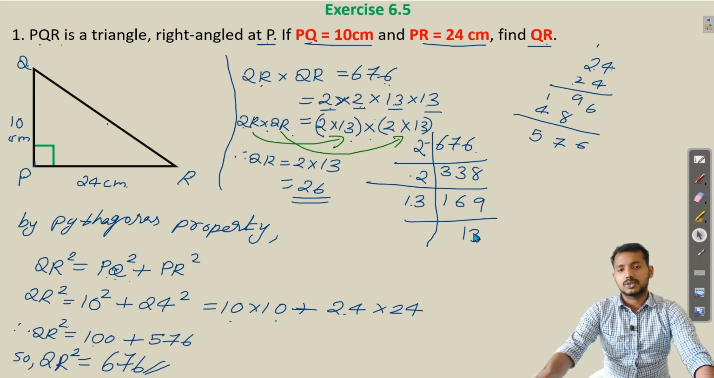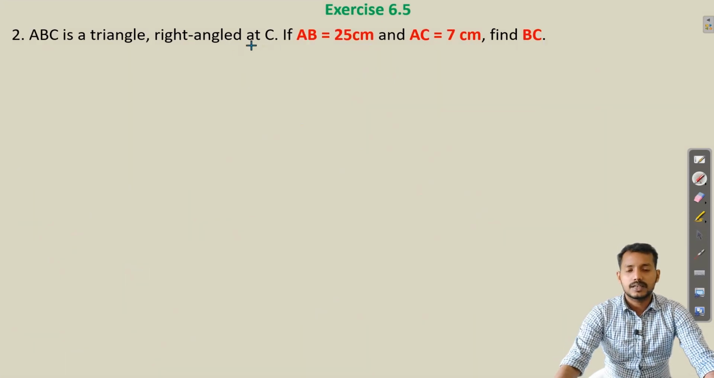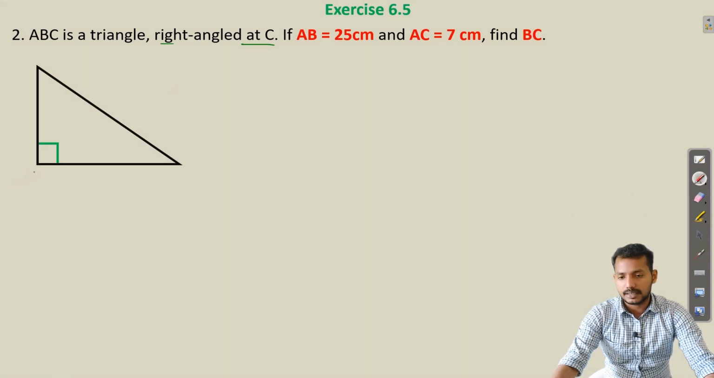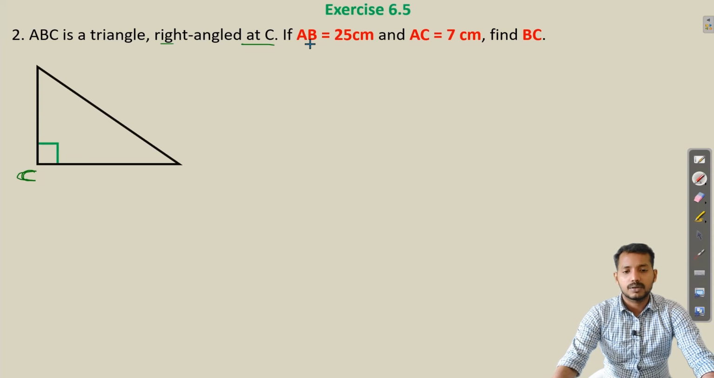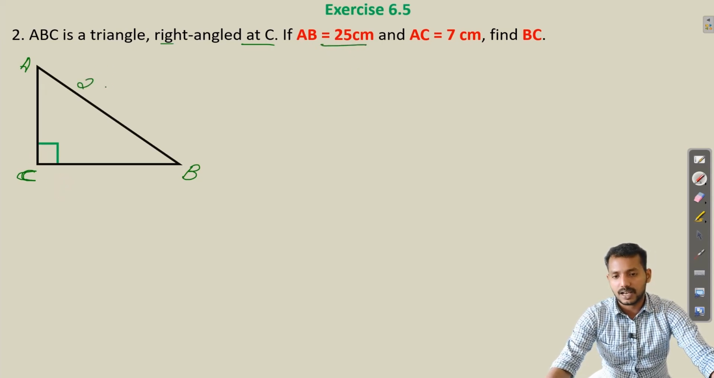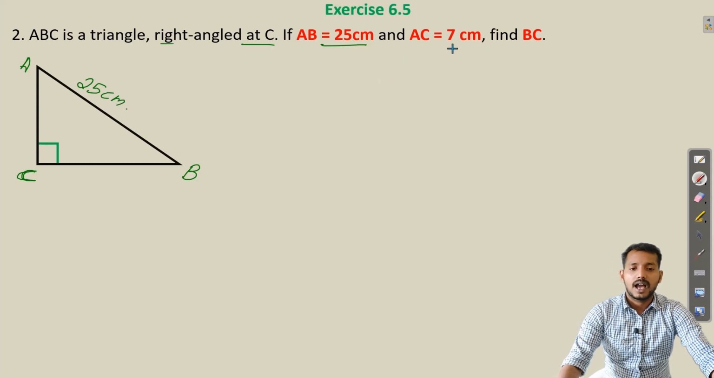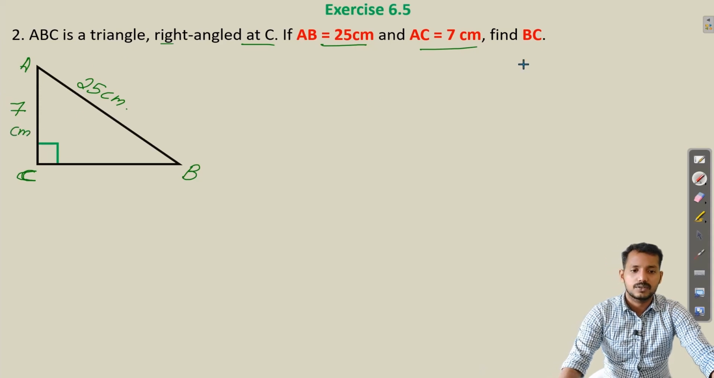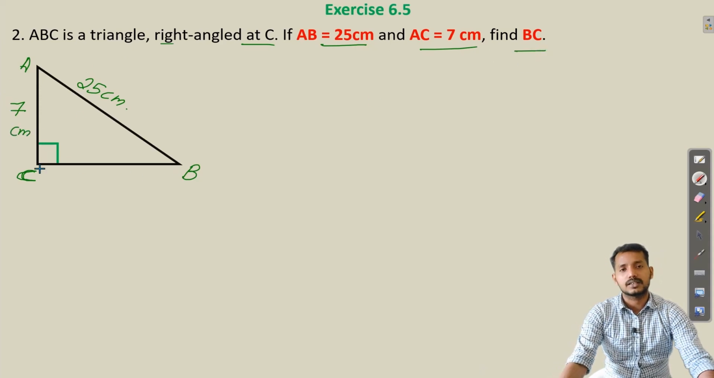Okay, next let's go to the second question. Here, ABC is a triangle right angled at C. So let's draw a triangle which is right angled at C. I have drawn a right angle triangle and marked the right angle vertex as C. Now we can mark the other two vertices as A and B. Now what is the question here? AB is equal to 25 centimeter, that is, the hypotenuse is given, and AC is equal to 7 centimeter, which is given. Find BC. BC we have to find.